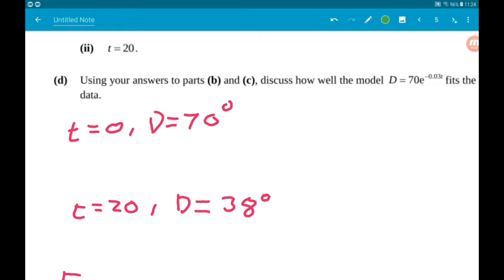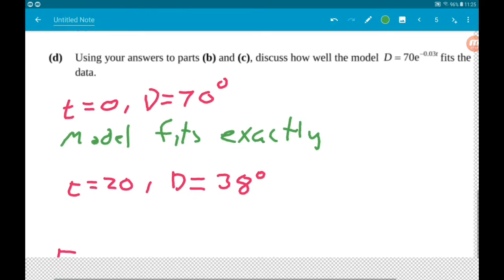So, the model fits exactly. Okay, let's try the next one.